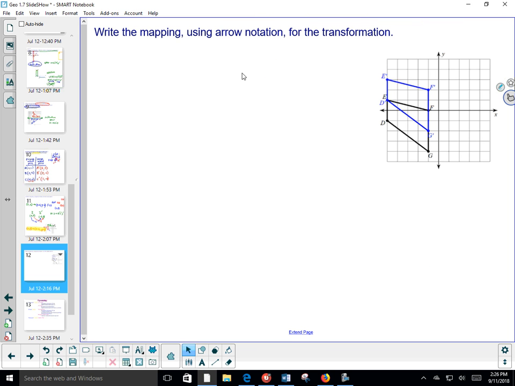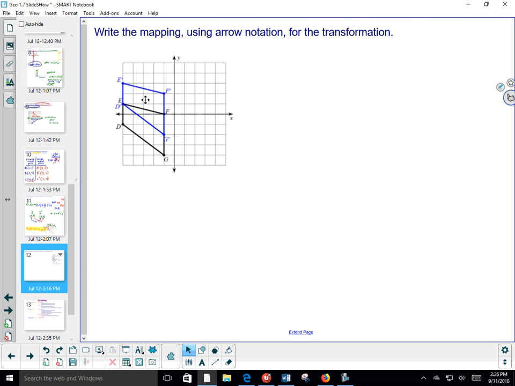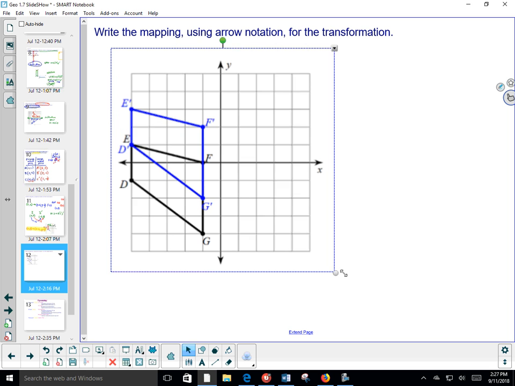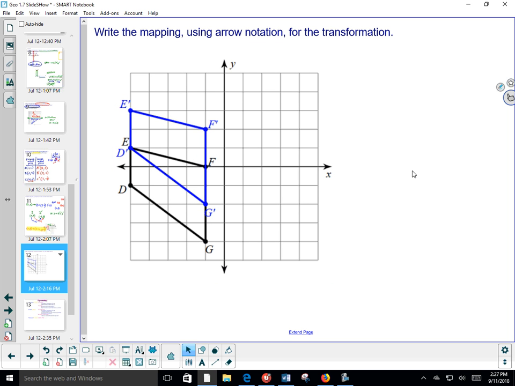Okay, let's try this example. It says write the mapping using arrow notation for the transformation.